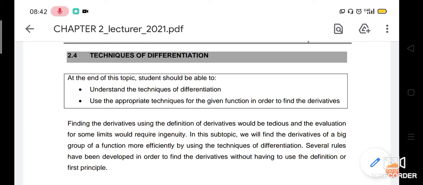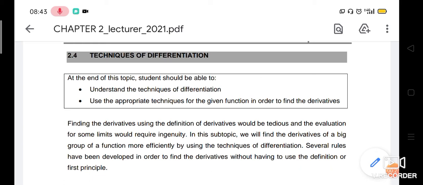So for today we proceed to chapter 2, 2.4, Technique of Differentiation. Okay, so for the learning objective, at the end of this topic, students should be able to, number 1, understand the technique of differentiation. Number 2, use the appropriate technique for the given function in order to find the derivative.